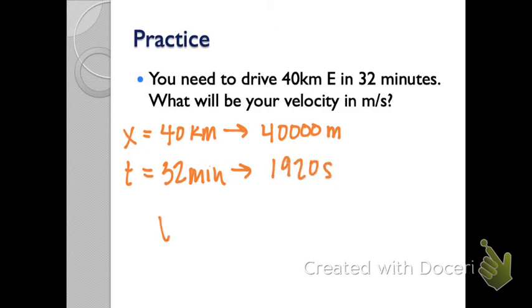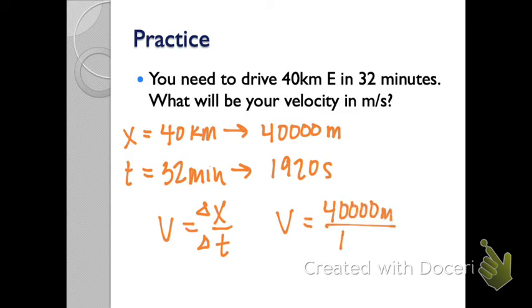And so now I'm able to solve for velocity equals distance over time, right? Really, we know it's delta x over delta t, but my initial displacement is just 0. It's where I started from. Same with my initial time. So there's no need for me to really put in that delta. I'll just say that velocity is equal to 40,000 meters over 1920 seconds, and I'll get a velocity of 20.8 meters per second.